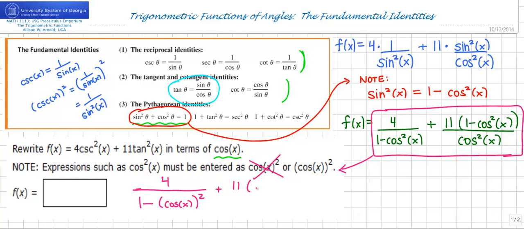But you may use anything that's valid in WebAssign as long as you understand what you're really saying. It's a little more tedious to type, but it's okay, because we mean literally the square of cosine in each of those terms. So again, another look at how to use the identities to rewrite in terms of a single trig function.